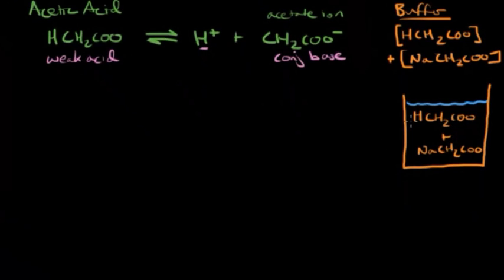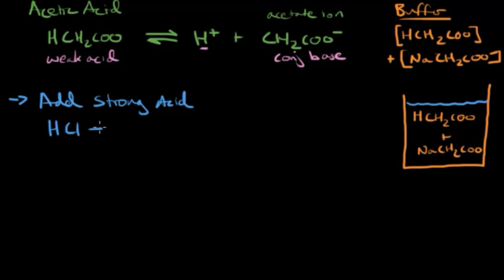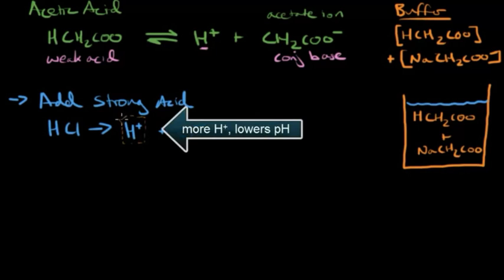Now this buffer is going to resist a change in pH. That means it's going to resist an increase in pH and resist a decrease in pH. So let's look at those two cases separately. So let's start by looking at what happens when I add a strong acid. I'm going to choose hydrochloric acid as my strong acid. And I know that hydrochloric acid fully dissociates into H plus and Cl minus. It completely dissociates because it's a strong acid, and that's the definition. So by adding hydrochloric acid, what I'm really saying is that I'm adding hydrogen ions, or protons.